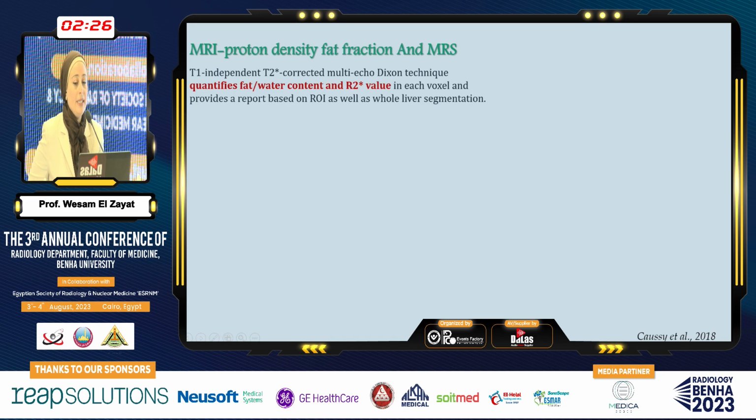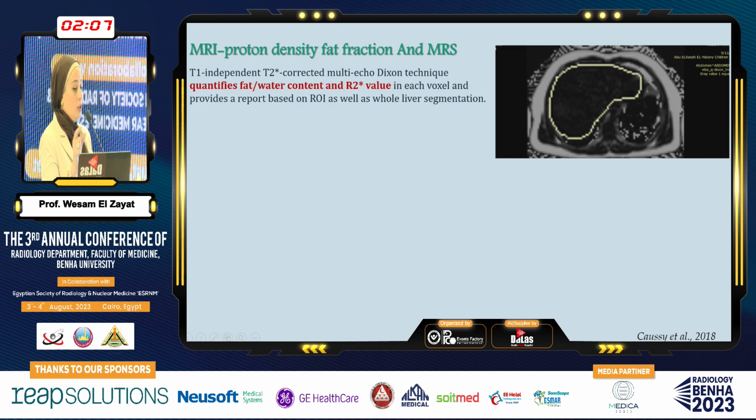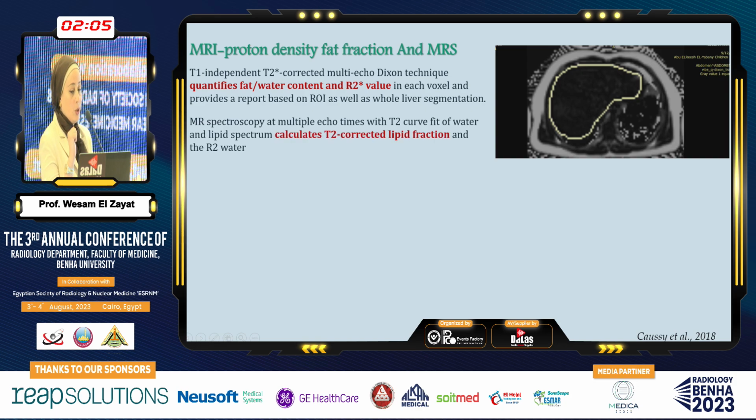MRI proton density fat fraction, and MRS. These are T1 independent, T2 star corrected multi-echo Dixon techniques. It's very important to be T1 independent because of the bias. We all know the bias of T1 to fat. This would quantify fat to water content either in a region of interest or for whole liver segmentation.